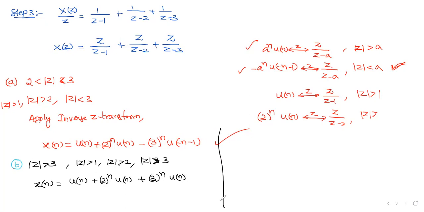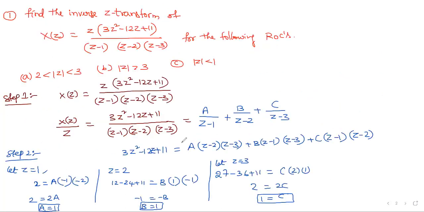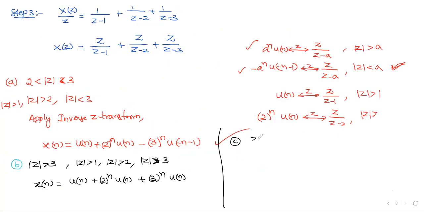Now, what is the third ROC given? |Z| is less than 1. What is the Z value given? |Z| is less than 1. So the Z value is less than 1. That means it is less than 2, it is less than 3 only, right? Because it is less than 1, it is lesser than 1. That means it will be less than 2, it will be less than 3.